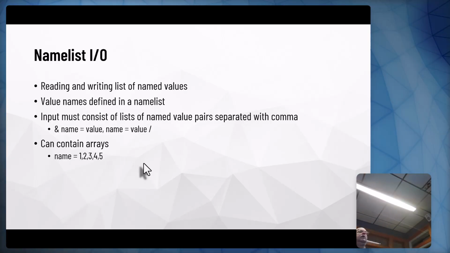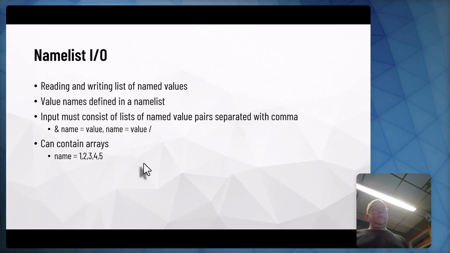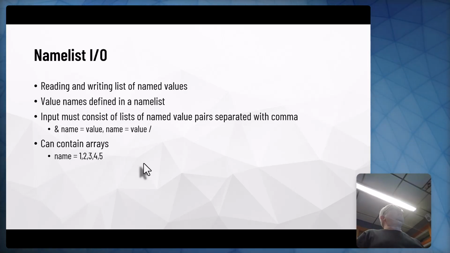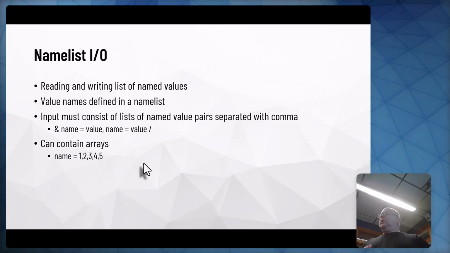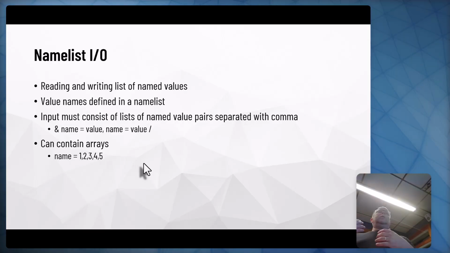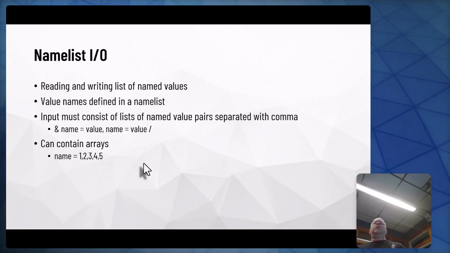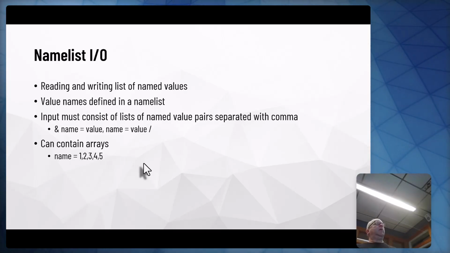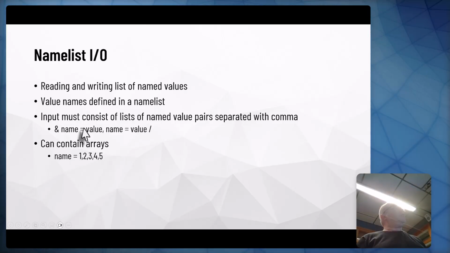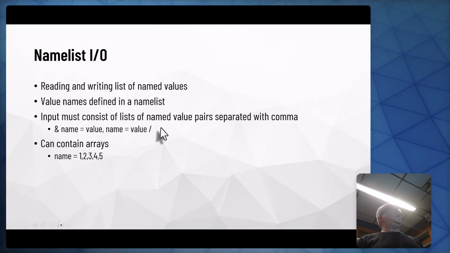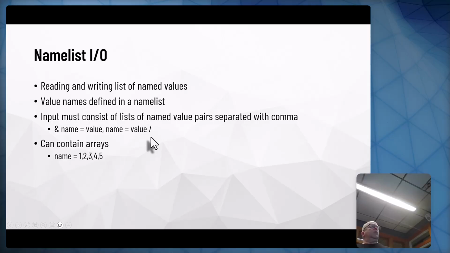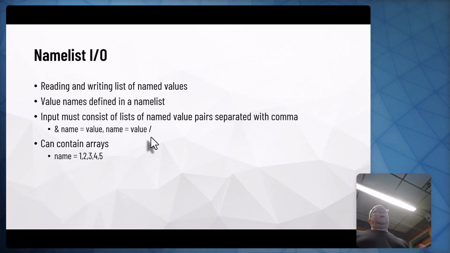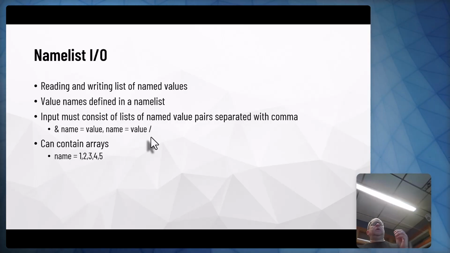Then we have something very similar to JSON, but from a long time ago. You can actually read and write lists of named values. What you have to do is create something called a namelist, where you give the names that you want to use in that file, so that the compiler can generate code that can recognize the variables in your file and assign them to a namelist. And it looks like this: name equals value, comma, name equals value, slash. You can have arrays as well: name equals 1, 2, 3, 4, and 5. So it's harder to read than JSON, but it's very similar in that you have these dictionaries of keys and values to read.